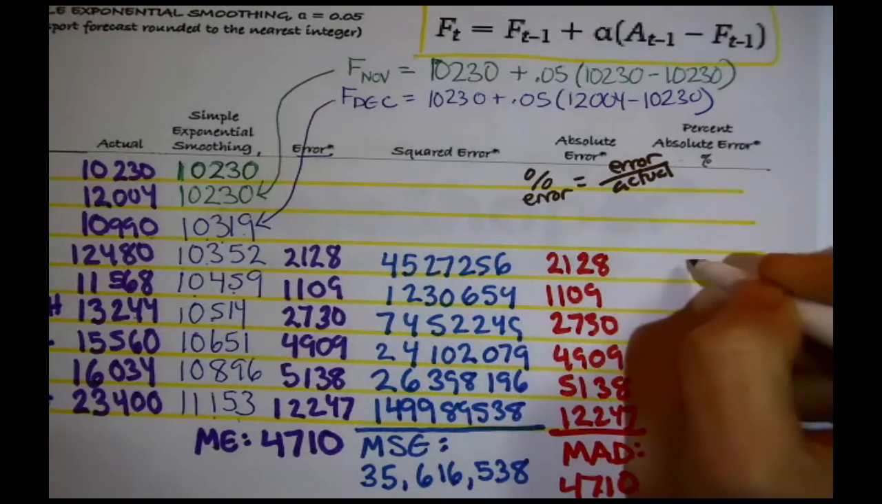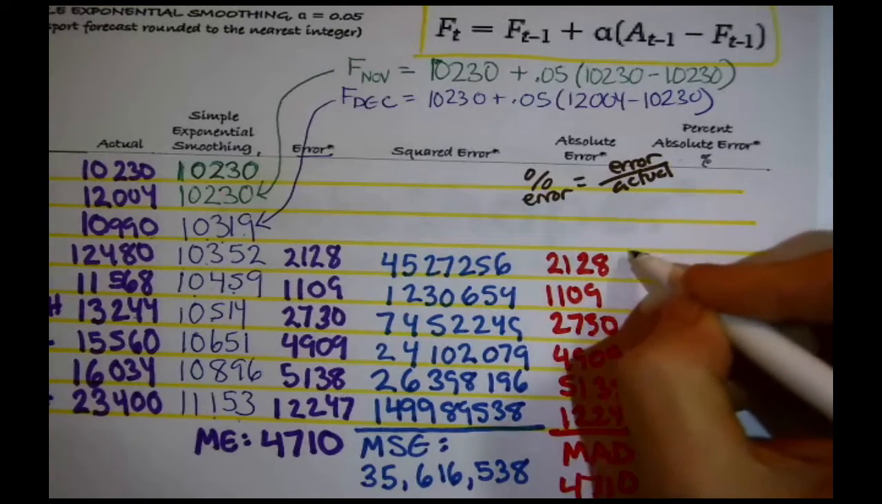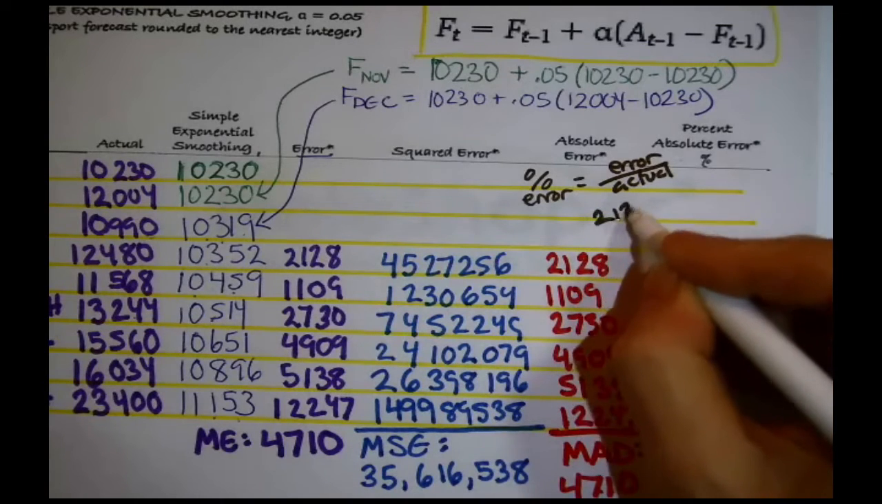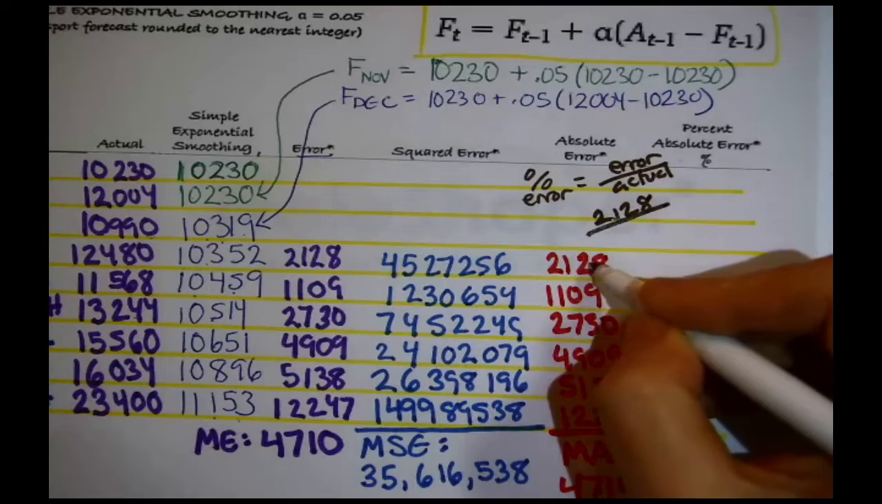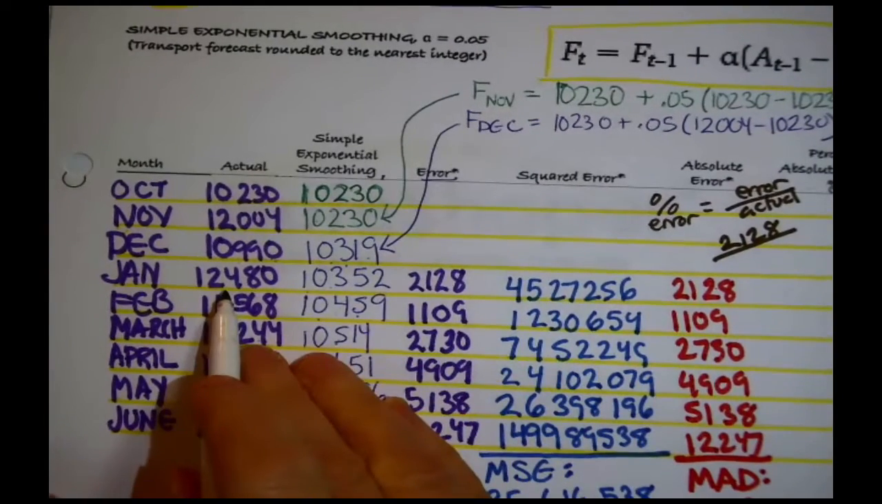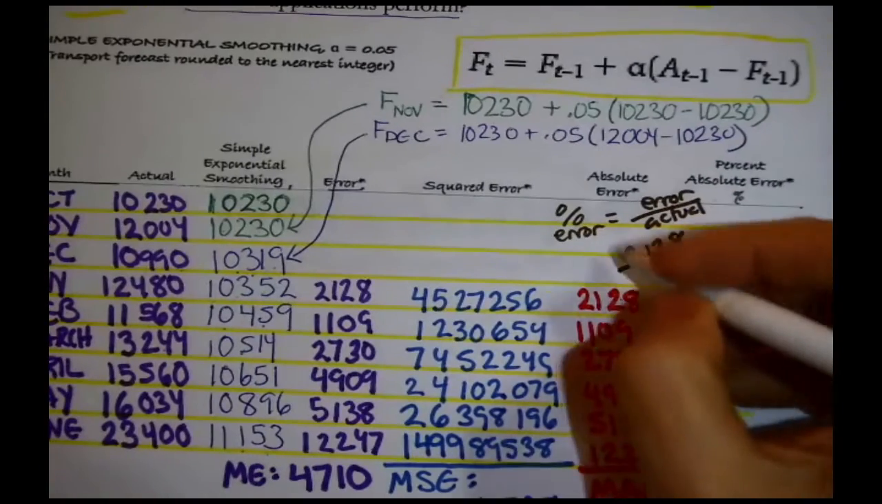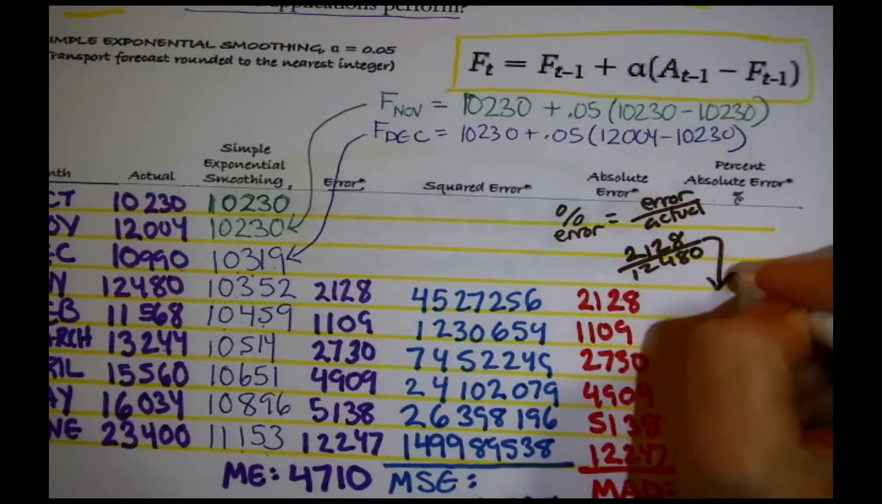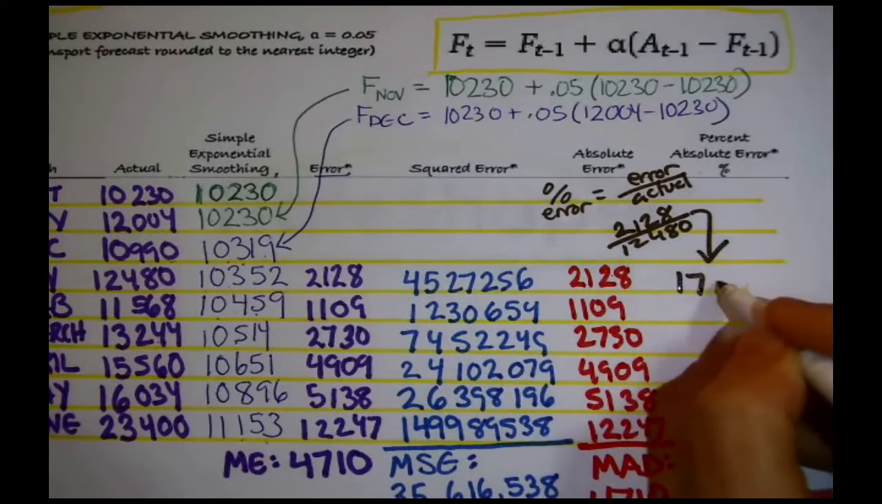Okay, so for instance, our first percent error that we would put here for January, what we would want to do is take the absolute error, that's that number right there, and divide it by, we have to go to January, what was the actual, 12,480? That goes right here, and it works out to about 17%.